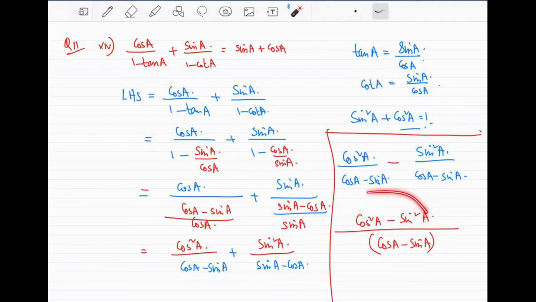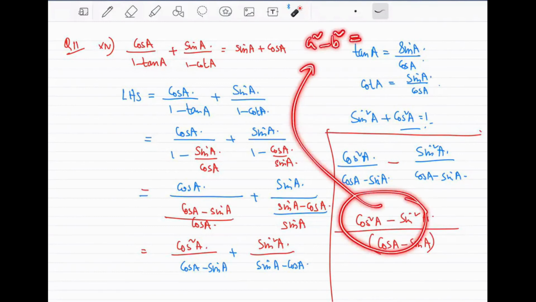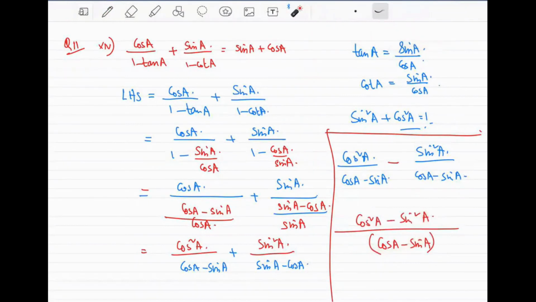If you look closely, we are going to factorize it using the formula a square minus b square, which gives you a plus b whole bracket a minus b. Right. So do it. Which one is a? A is the cos A, b is the sine A. To expand this using a square minus b square, we will have a square minus b square is a plus b, a minus b.